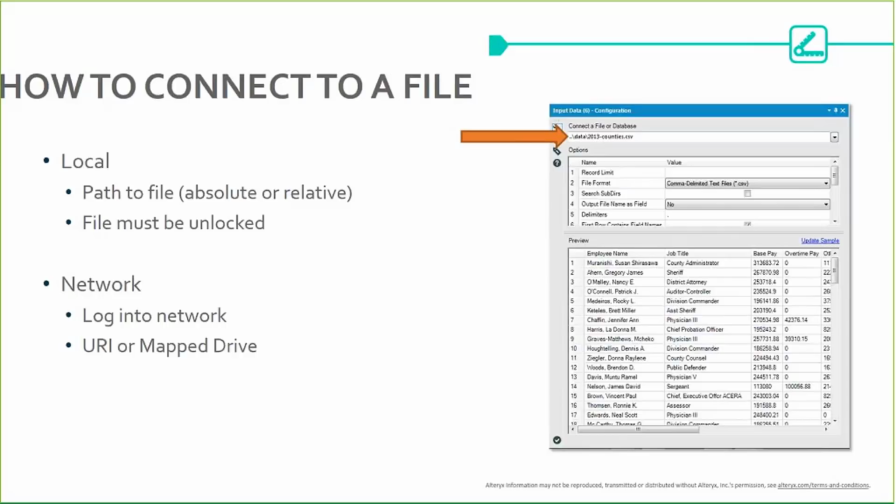Now, connecting to a file. There are two main ways to connect to a file. You can connect locally, or you can connect to a network path. Locally, the file path can be absolute or relative, and the file must be unlocked. That means if I am trying to connect to an Excel file and read it in, but I also have it open somewhere else on my computer, it's not going to work.